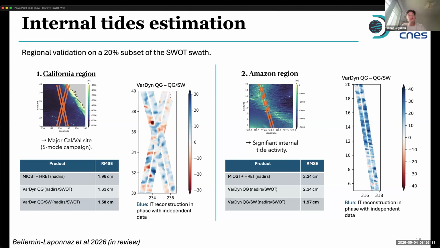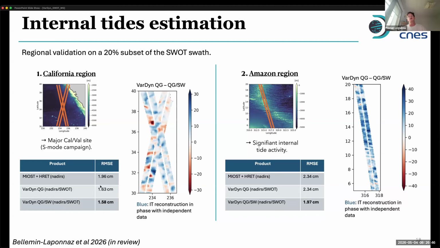And what we do here is we use a 20% subset of SWOT data in order to make the validation. So we use only SWOT and Nadir data. So 80% of SWOT and the Nadir constellation as input of VarDyn, and we compare with the MIOST plus HRET products. And also we have two runs. We have a run using only the QG model, which is like the initial configuration, and we compare when we use the shallow water models.